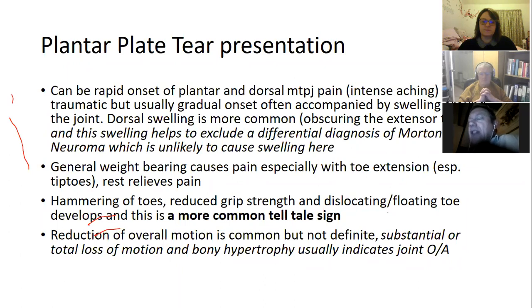Now, that can happen, this reduction of motion, it's not a definite sign because this really happens in osteoarthritis as well, where you also can get swelling on the dorsum. But the big difference with osteoarthritis is you get a bony hypertrophy in the joint. If you feel the second, the third, or the fourth metatarsophalangeal joint, you'll feel this stiff, bony enlargement, which is not so in a plantar plate tear. That gets a soft tissue swelling, but not the bony hypertrophy. So it's unlikely to be OA, although OA may happen later. Okay, osteoarthritis, sorry, by the way. Okay, next slide, please.